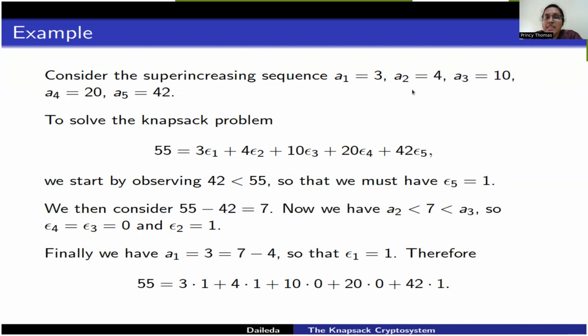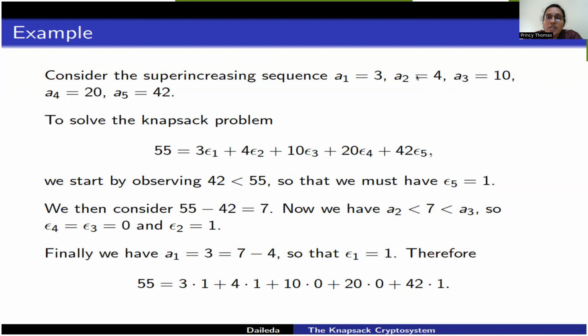Remember, this is in increasing order. So 7 comes between 4 and 10, so it comes between A2 and A3. Okay, so from this itself, we know that A3 cannot be added into the bag, and A4 also cannot be added into the bag. So now we know that epsilon 3 and epsilon 4 are equal to 0.